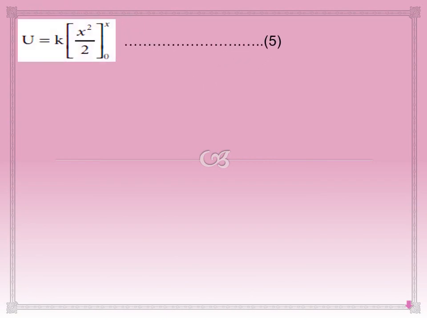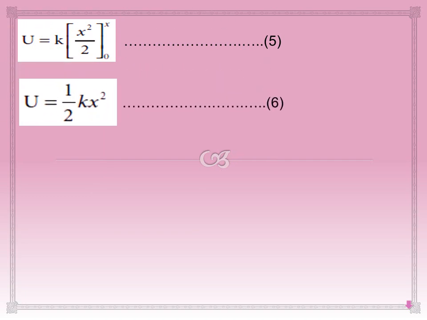U is equal to k into x square divided by 2, while integrating this, x square divided by 2 from 0 to x. This is equation number 5, and let us take it as U is equal to 1 by 2 k x square.